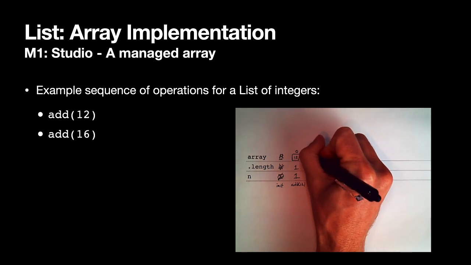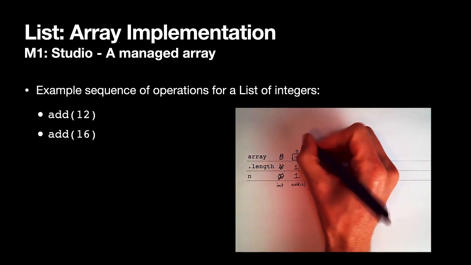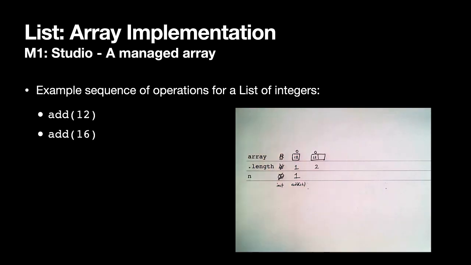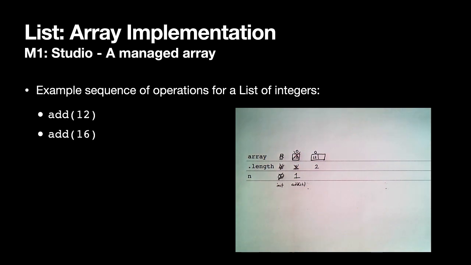So I'll make a newer, bigger array that can hold a total of 2 things. We'll go ahead and copy the data over from our old array. And our new array has a capacity of 2. And I'm now done with the old array.